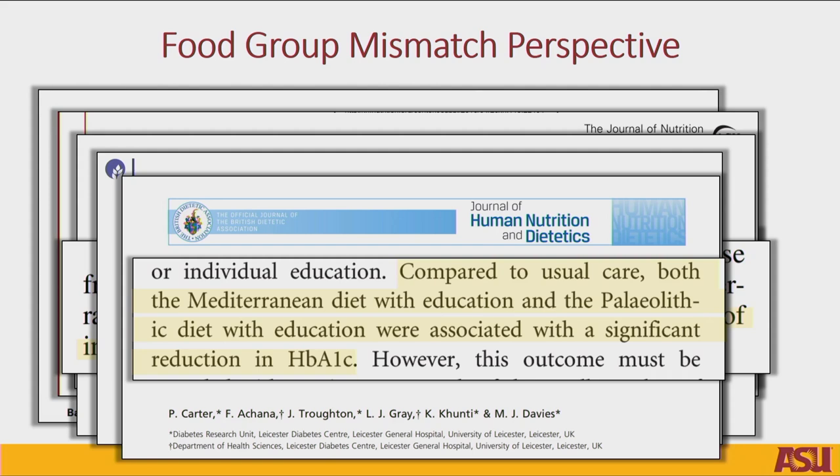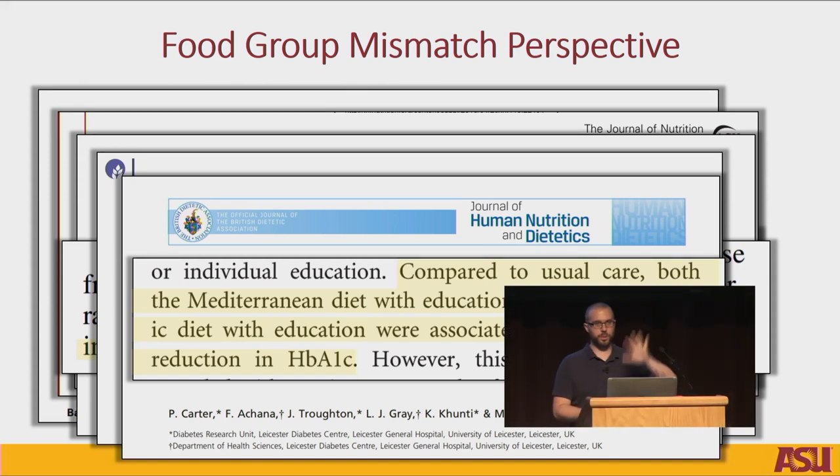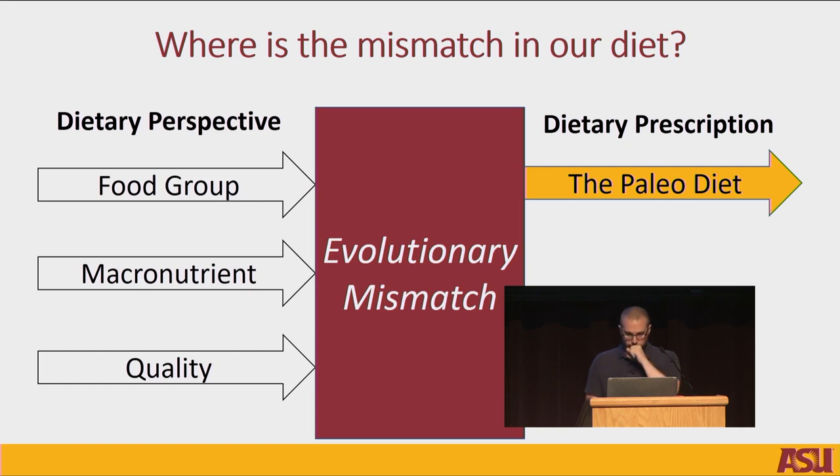So if it was truly better to have a diet made solely of ancestral food groups, we would see in comparisons that it would ring true as being better than any other diet. We're not seeing this in these comparisons here. So it may not be fully necessary to restrict a diet to just ancestral food groups to have a healthy diet. So we're going to move on to the macronutrient perspective.